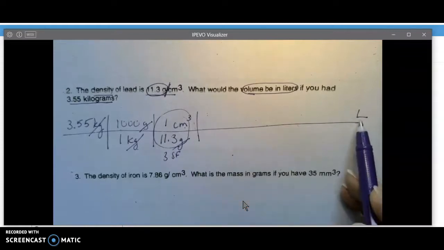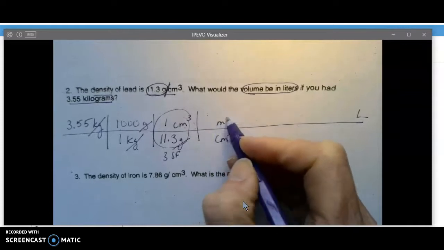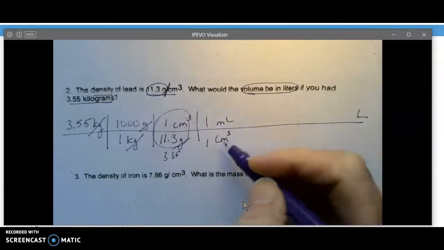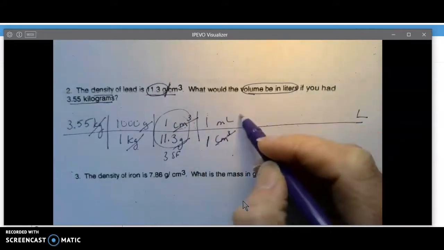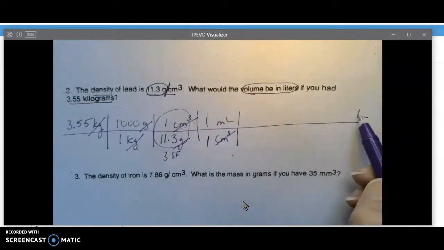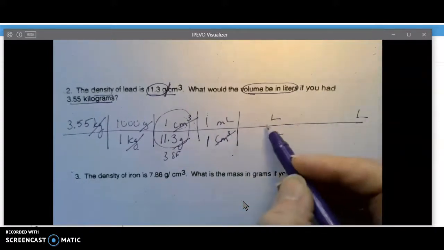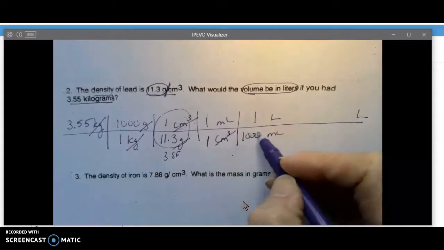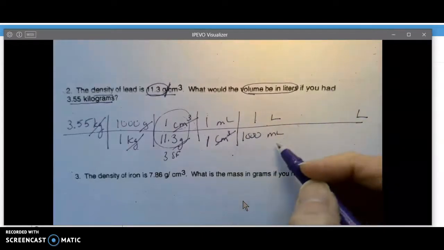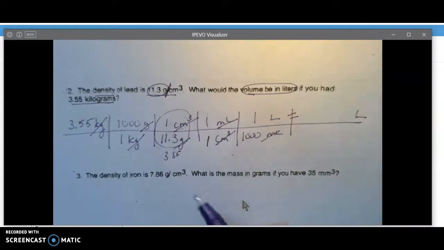I've got to get to liters. Anytime you have cubed units to liters, you're going to use that 1 milliliter as 1 cubic centimeter. My cubic centimeters are now going to cancel. That gives me milliliters, and then I just have to get milliliters to liters. Again, liters are larger, so I'm going to put the 1 with the liter, and the 1,000, or the mill, goes with the milliliters. And then I'm just ready to calculate.